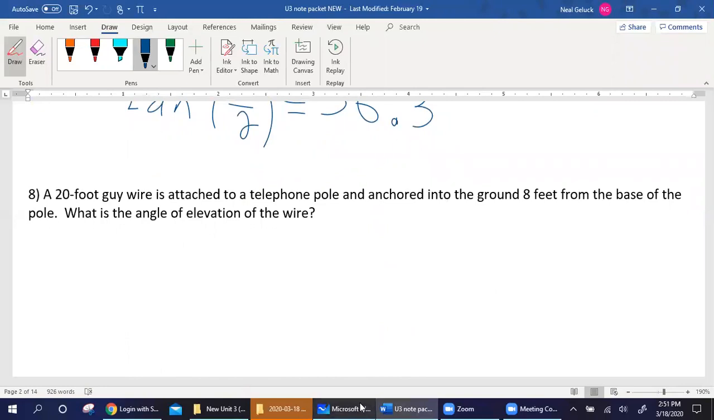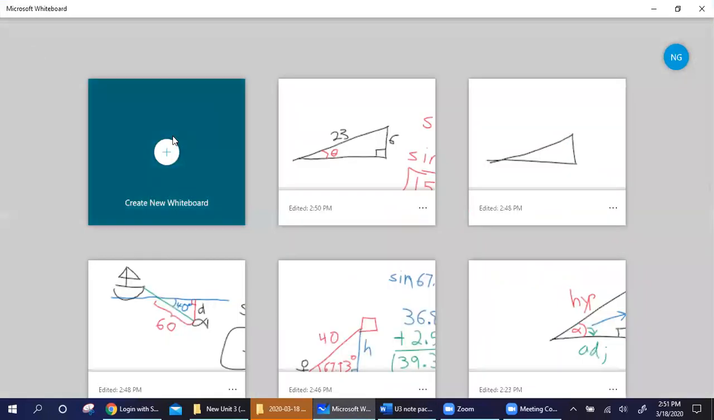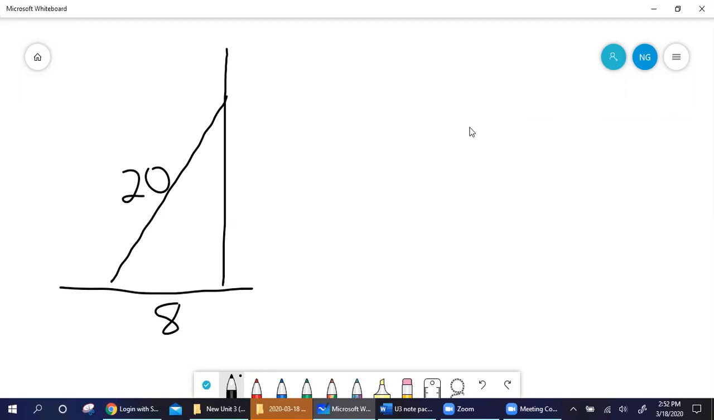On the last problem, we have a telephone pole. We're going to assume that that telephone pole is vertical, hopefully. Not all actually are built that way, but we're going to assume it's vertical. And a 20-foot guy wire. So those wires you see coming off the pole, holding it in place to the ground. So this is the guy wire of 20 feet. And it's anchored into the ground 8 feet from the base of the pole. What is the angle of elevation of the wire?